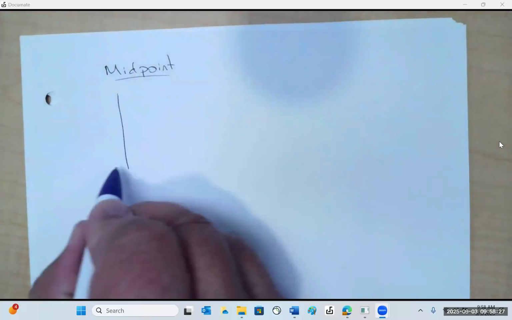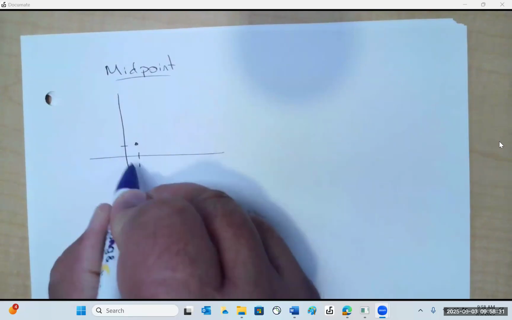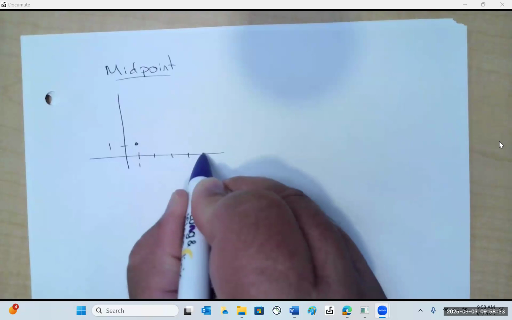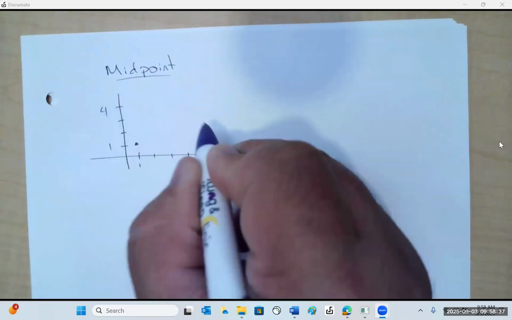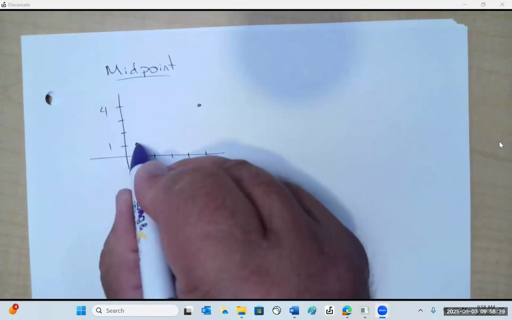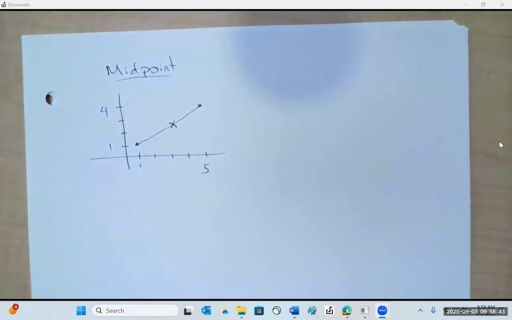So in our example, we have 1, 1, 4, 5, 2, 3, 4. We have the line. I want to know what is the location of the midpoint of that. Now, in real world, what would be an example of the use for this?